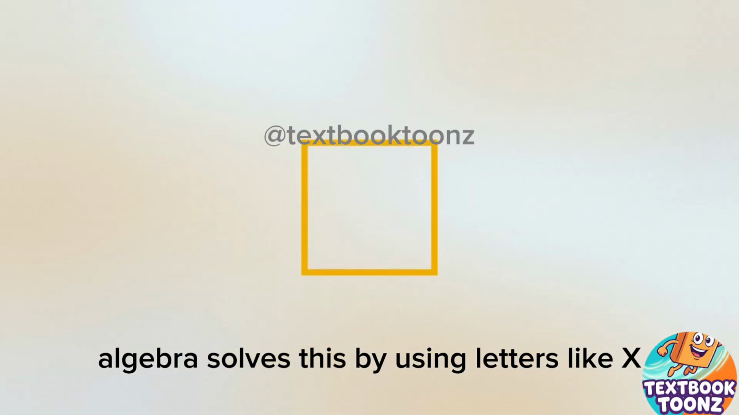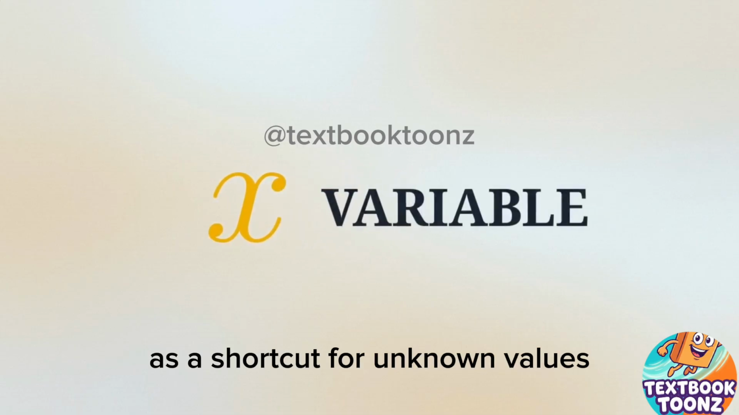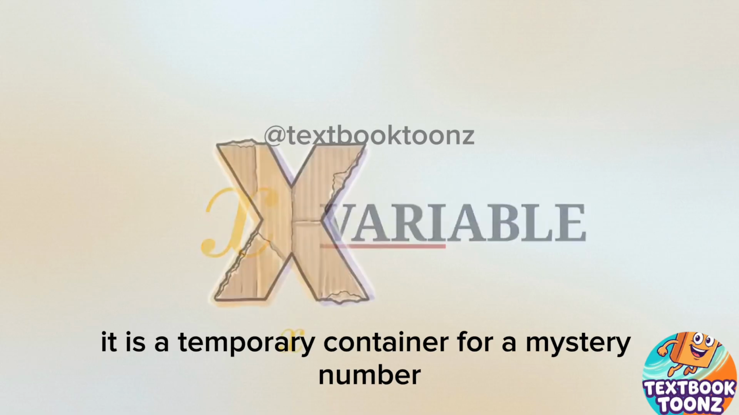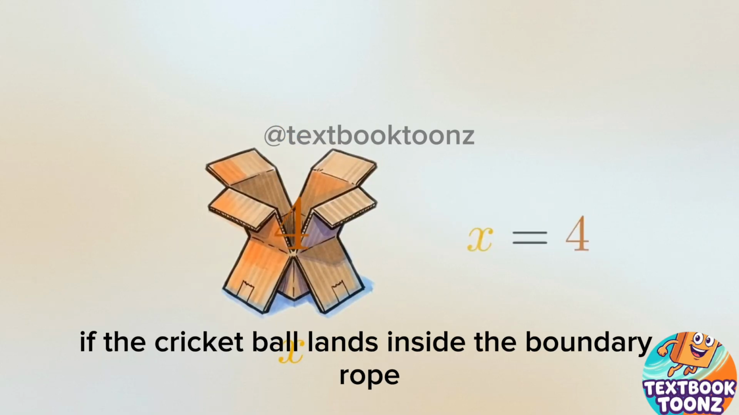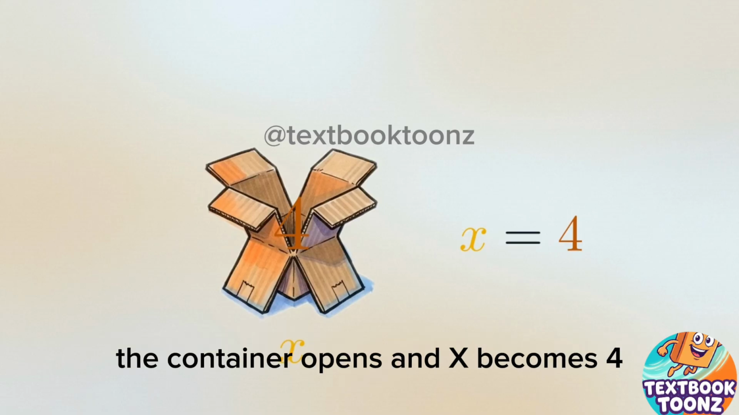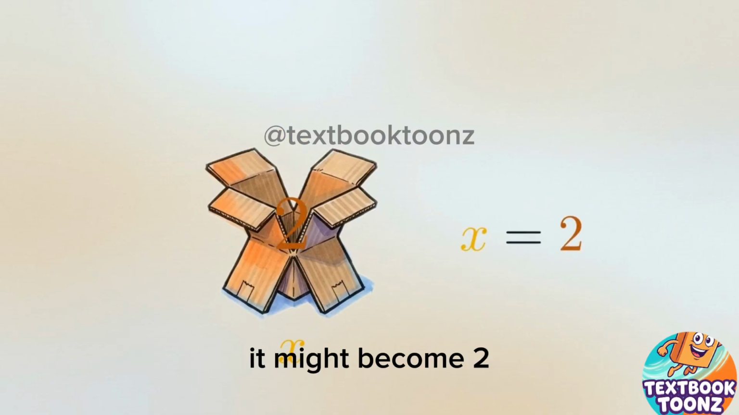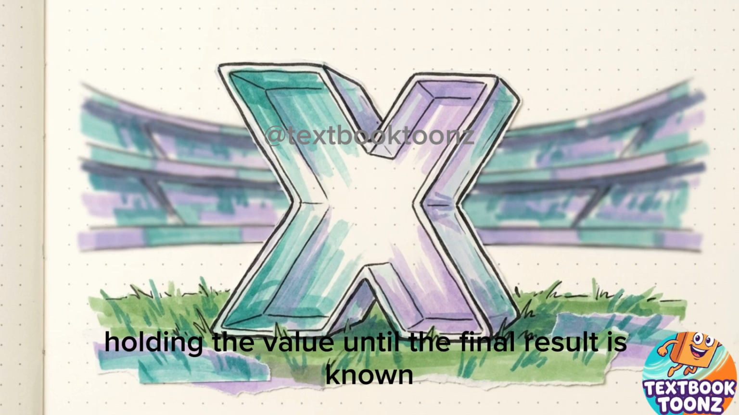Algebra solves this by using letters, like x, as a shortcut for unknown values. This letter is called a variable, from the word vary. It is a temporary container for a mystery number. If the cricket ball lands inside the boundary rope, the container opens and x becomes 4. If it clears the stands, x shifts to 6. If the batsmen run between the wickets, it might become 2. A variable acts as a magical shape-shifting container, holding the value until the final result is known.